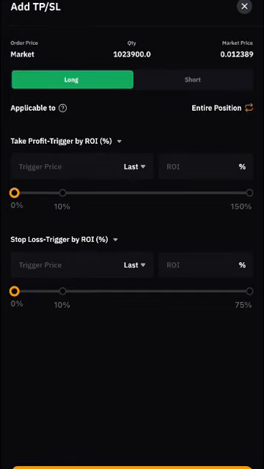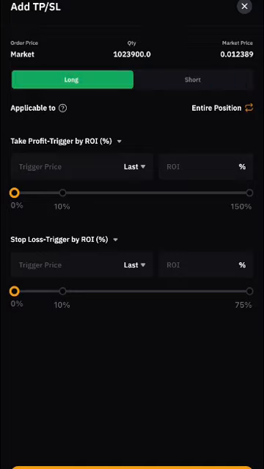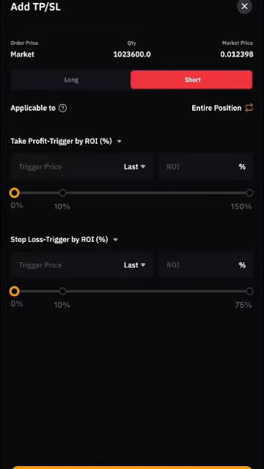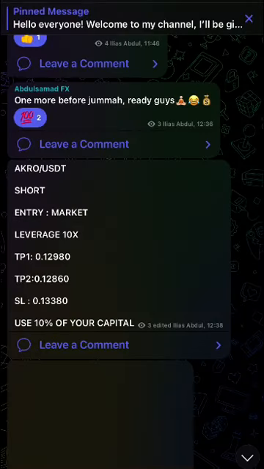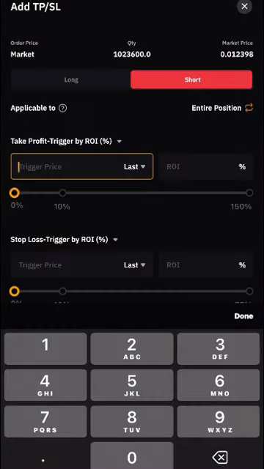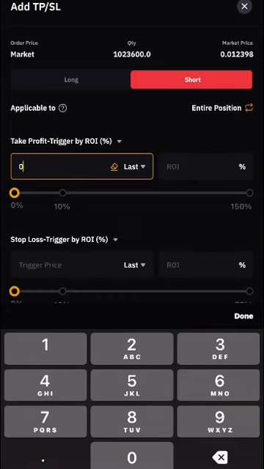But don't be confused. Look at shorts. It's supposed to be in shorts, so I'll press shorts. That is because we short. But if we long, it will be in long. But ours is in short. So you click, you enter the price they give. What is the price they give? The price is 0.12980. But this signal is an old signal, so it doesn't really apply.